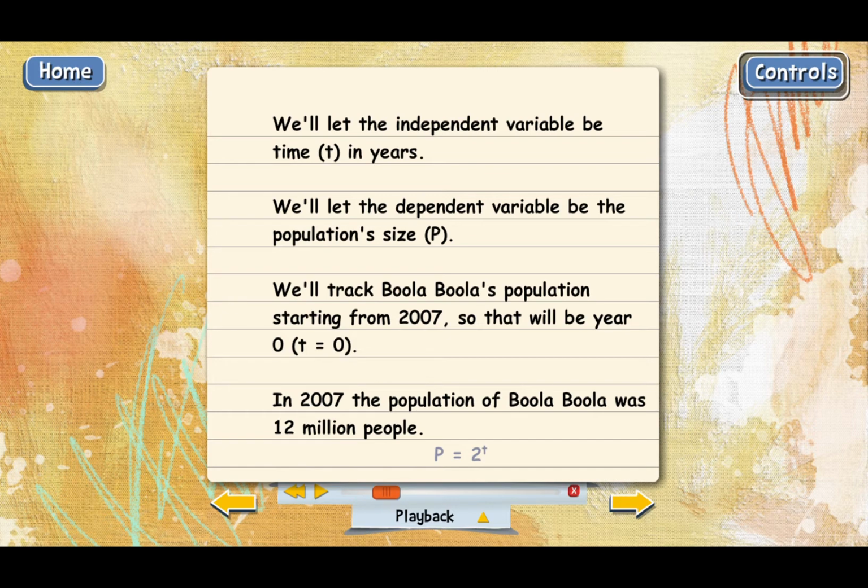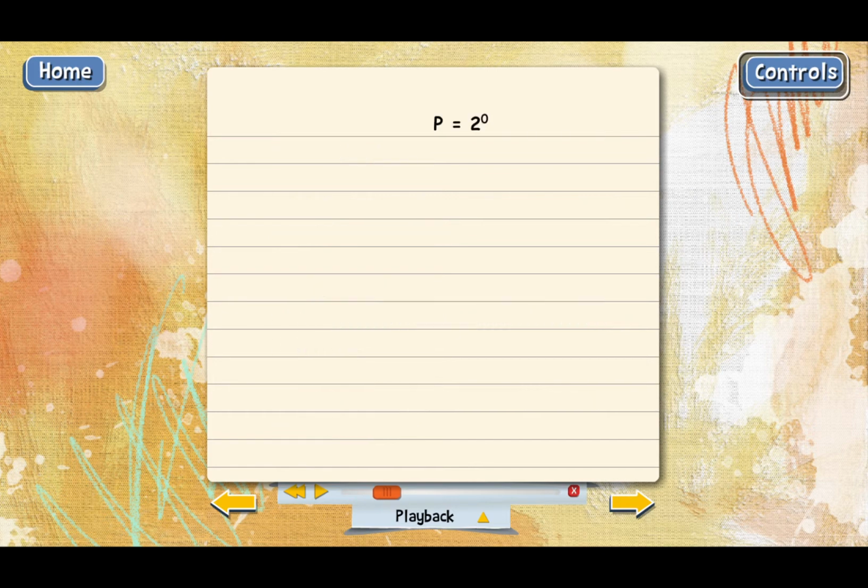First of all, if we put 0 in for t in this function, then that gives us p equals 2 to the 0, or 1, which says that the population of Bula Bula in 2007, remember 2007 is the year when t equals 0, is 1 person living in the country, and that's not what we want. Remember, the population in 2007 is 12 million. And so this function's not going to work the way we've got it written now.